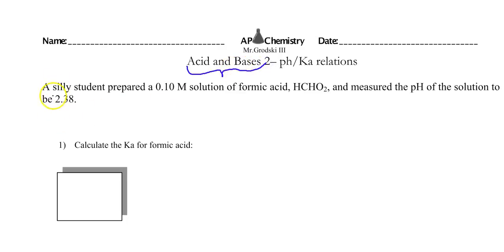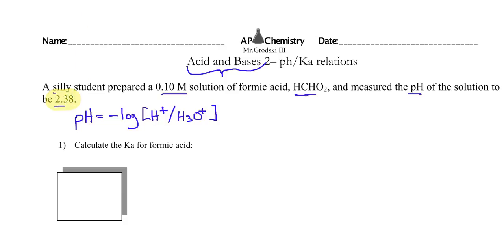A silly student prepared a 0.10 molar solution of formic acid and measured the pH of the solution to be 2.38. Now we know that the pH represents the negative log of the H plus, or the hydronium H3O plus concentration. That's water holding on to a proton. So that's the link to this question. The link is they're giving me the pH.